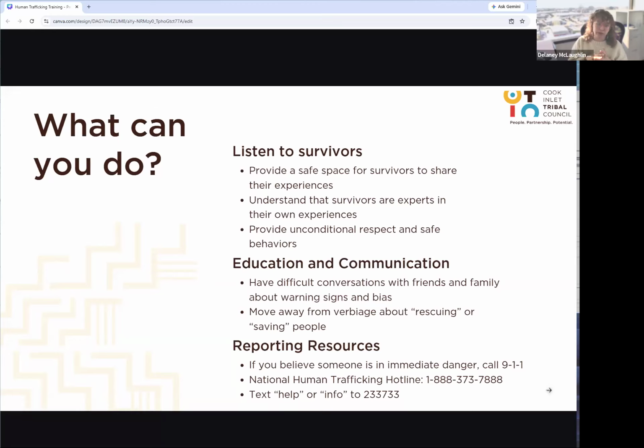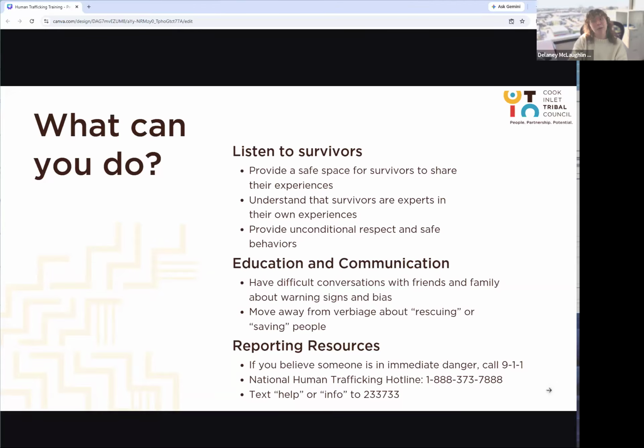And then some reporting resources: if you think someone's in immediate danger, call 911. This is also the human trafficking hotline, which you can call. And then if you don't want to call, you can also text help or info to the shorter number, and they'll connect you with someone that can help.